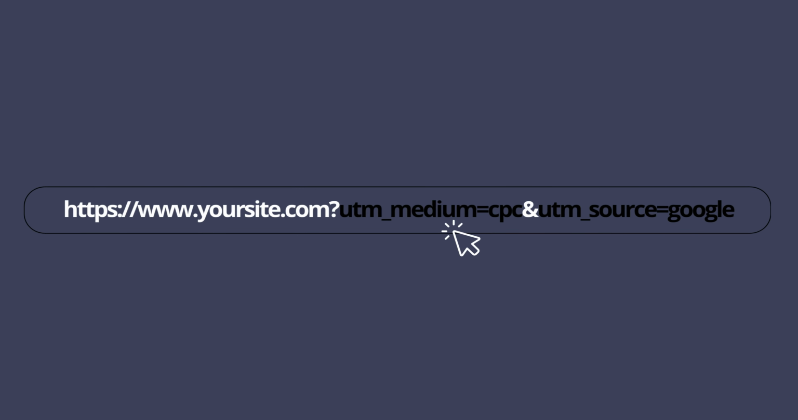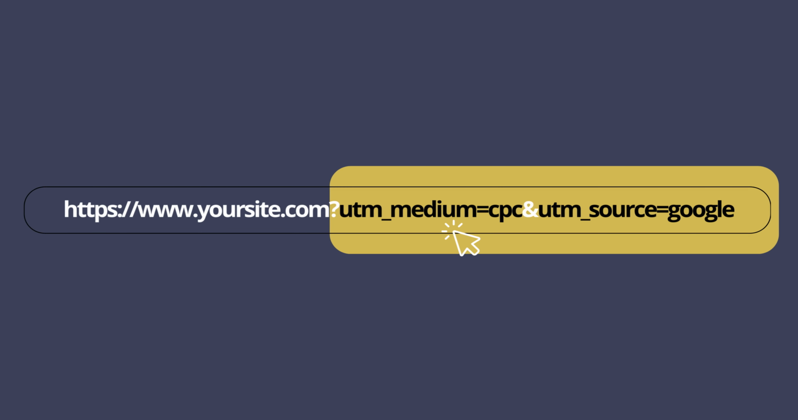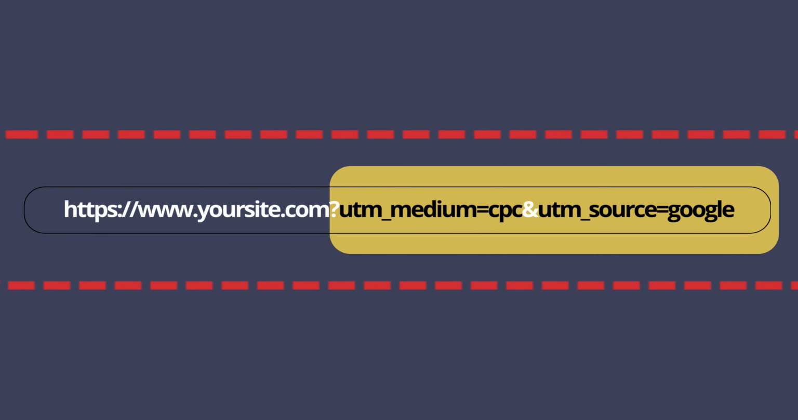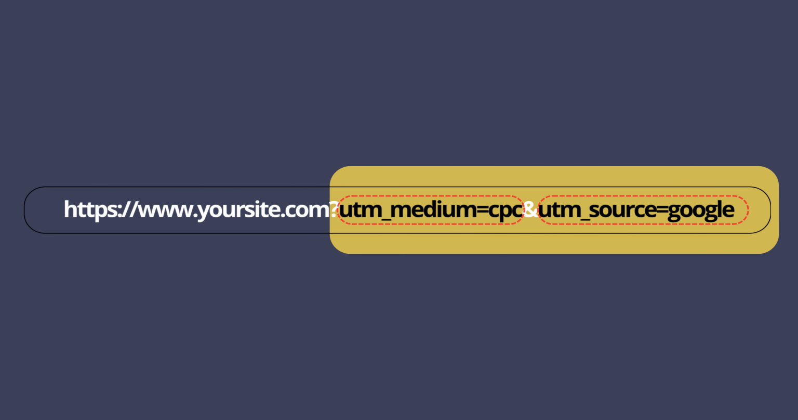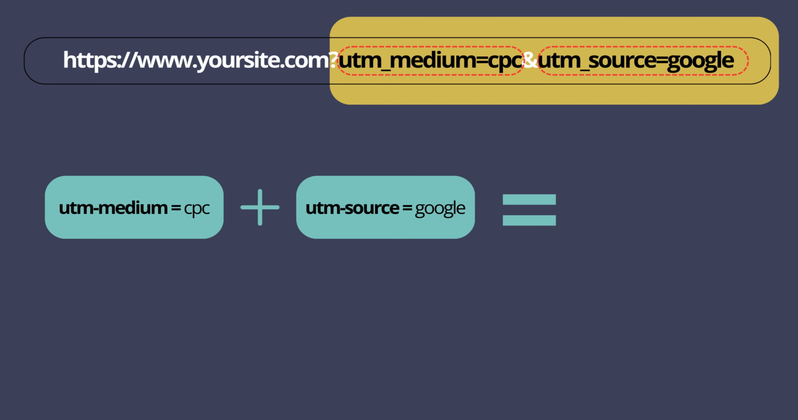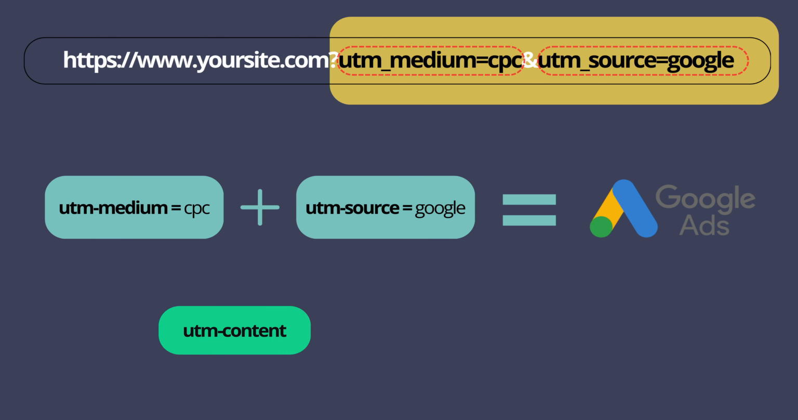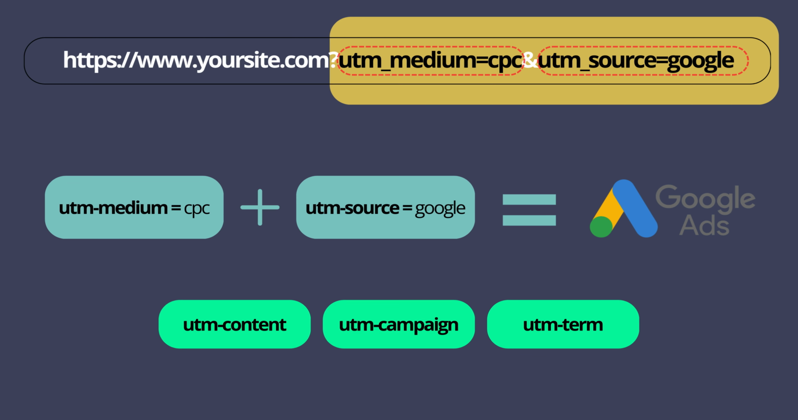On a closer look at this URL, we will see some parameters called UTMs, UTM medium and UTM source. These are added to the end of your URL after the question mark and can indicate the source or channels of leads. In this example, the UTM source and the UTM medium are Google and CPC, indicating that a user clicked a link from a Google ad. We can add more parameters for more granular tracking, such as content, campaign or term, but let's focus on source and channel for now.